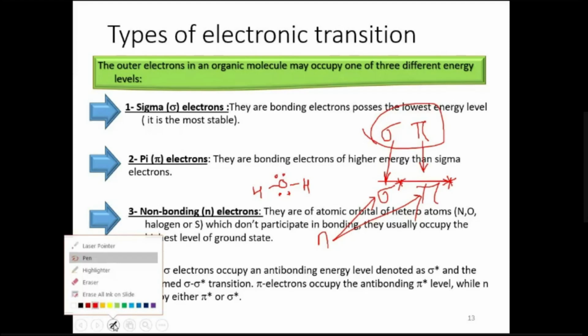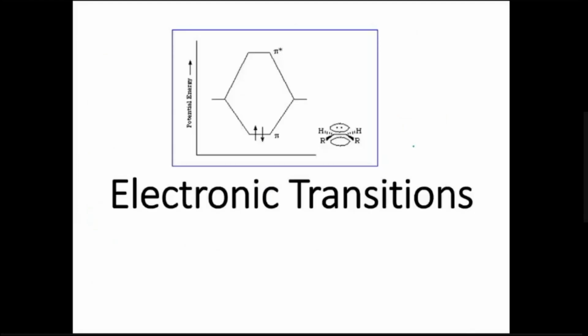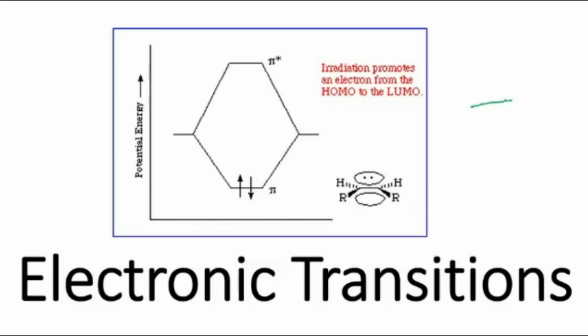Now, theoretically, sigma electrons may also jump into pi star, and pi electrons may also jump into sigma star. But these transitions are theoretical only and are never observed in practice. So these two transitions are called forbidden transitions. Which two? Sigma to pi star and pi to sigma star. Observe this animation for a while.